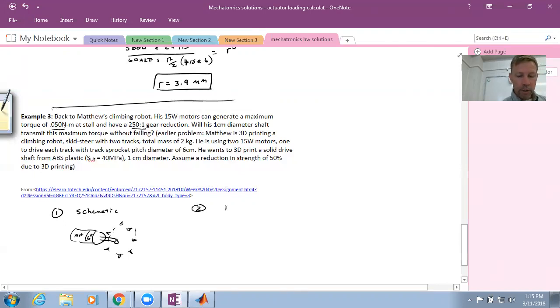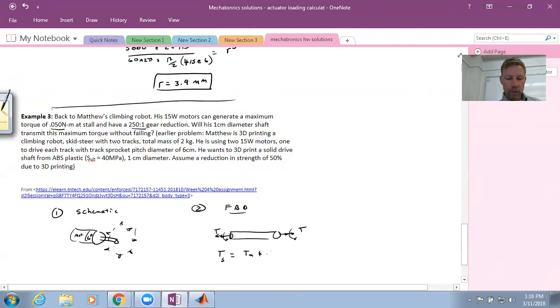So step 2, now let's look at the free body diagram of the shaft. Now we're just looking at the shaft. At one end, we've got the torque going in. The other end, we've got the torque going out. And the torque at the shaft is going to be the torque at the motor times my gear reduction.